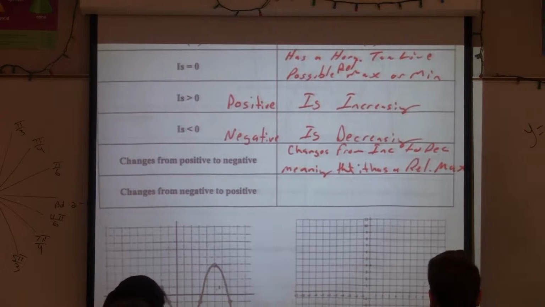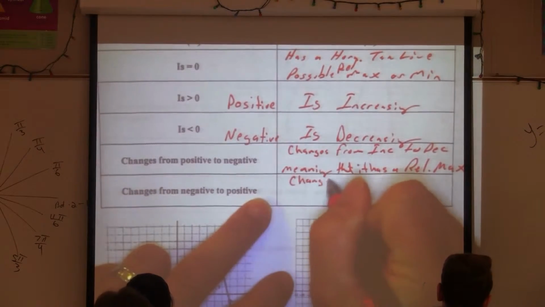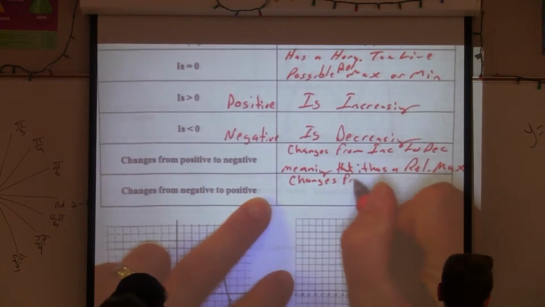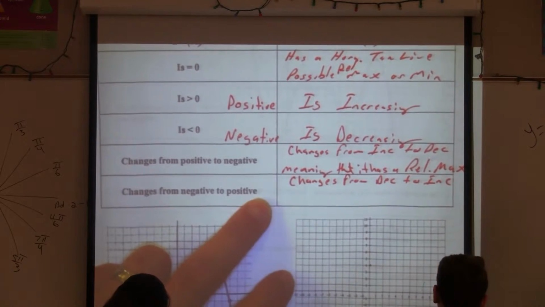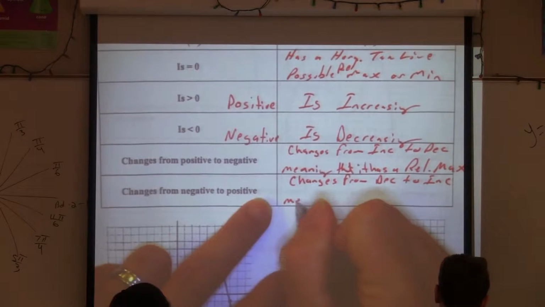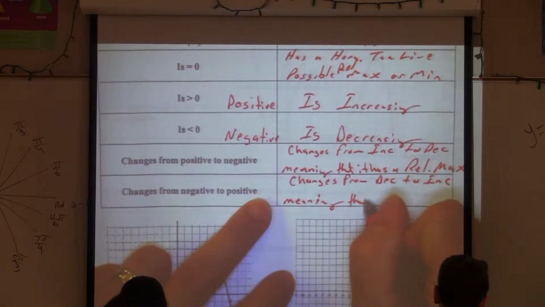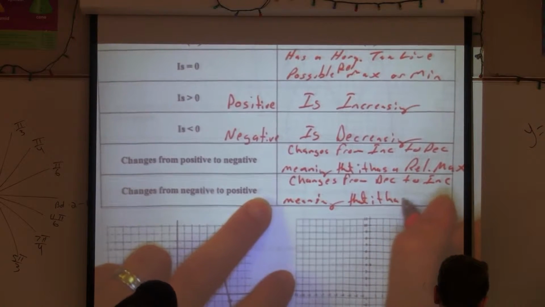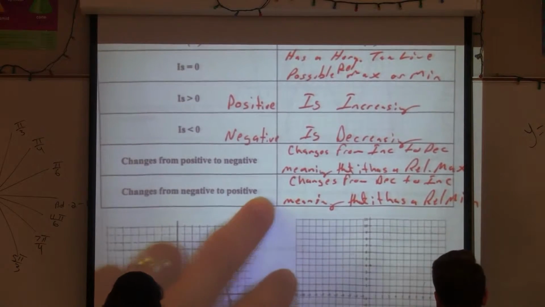Okay. What happens if the derivative changes from negative to positive? It changes from decreasing to increasing. The graph changes from decreasing to increasing, which means what? That it has a relative min. Good?